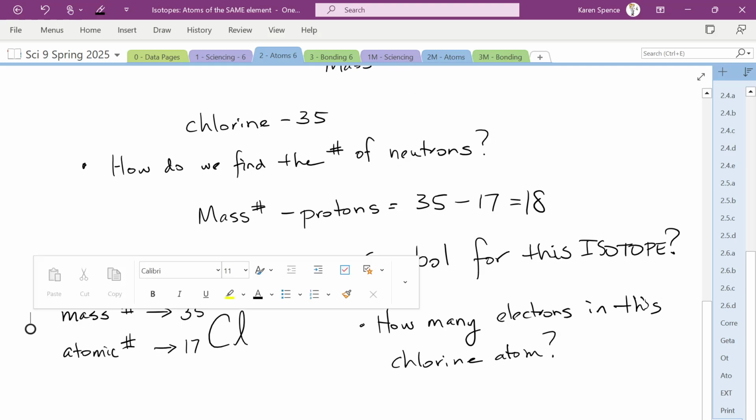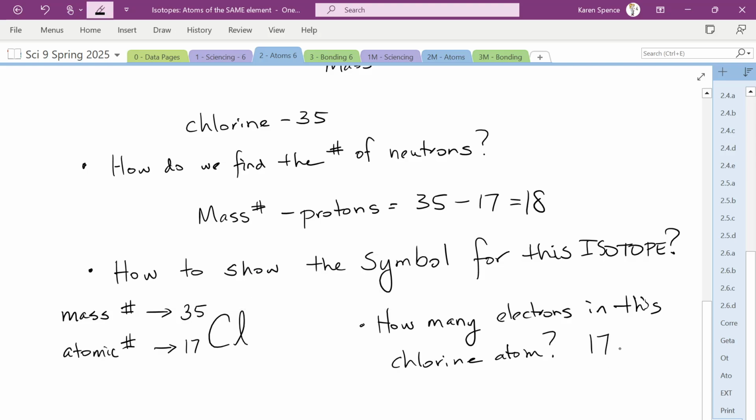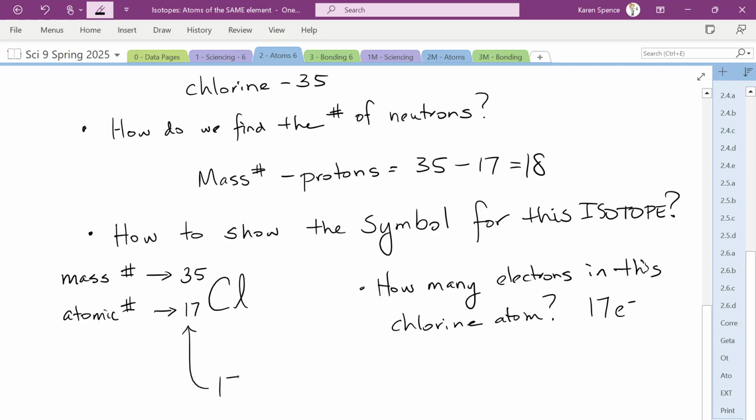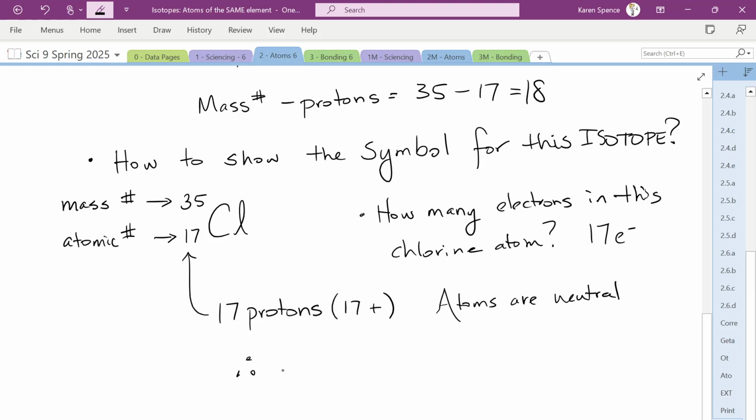Yes. 17. Because we have 17 protons, which means we have 17 positives, and atoms are neutral. Therefore, we need 17 negative, which gives us 17 electrons. Excellent. So that's like a little review of what we did yesterday.